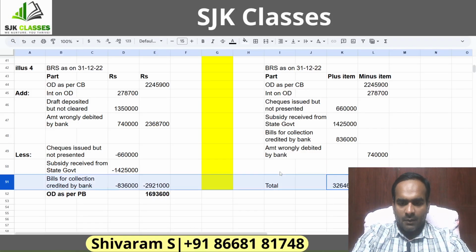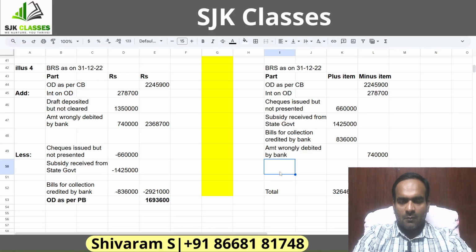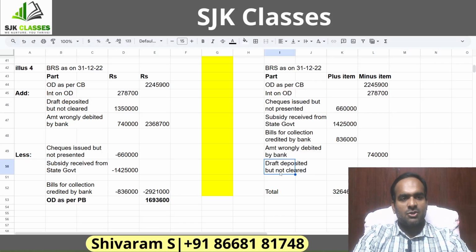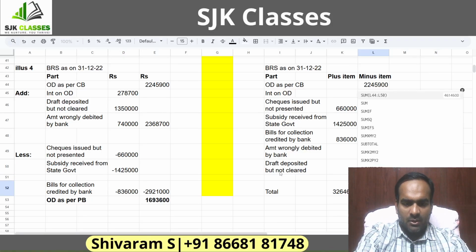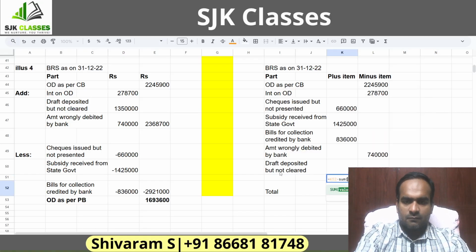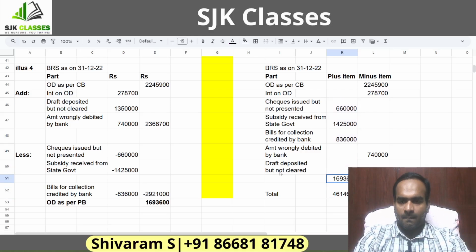So what will happen? Just a minute. This point, I have forgotten to capture in the second section. So draft deposited but not cleared is there. Since we are showing it in the add section, it will be shown as a negative point in this presentation. 13,50,000 will be shown on the negative part. Now, what is the revised total? 41 lakh, 46 lakh, 14,600. Take it to the plus part and find the balancing figure now. 16 lakh, 93,600. The same answer we get here.